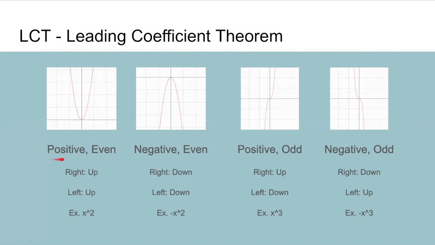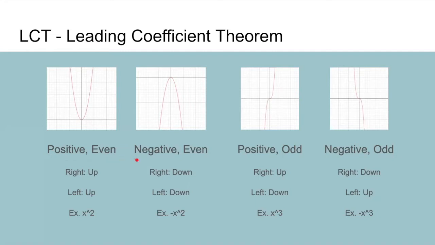So one of the cases that we can see is if the leading coefficient of the polynomial is positive and the degree of the polynomial is even. In this case, the right side will go upwards and the left side will also go upwards. And this basically tells us that the y values will approach infinity as the x values approach infinity and negative infinity, which are its limits in this polynomial. And an example of this kind of case is positive x squared.